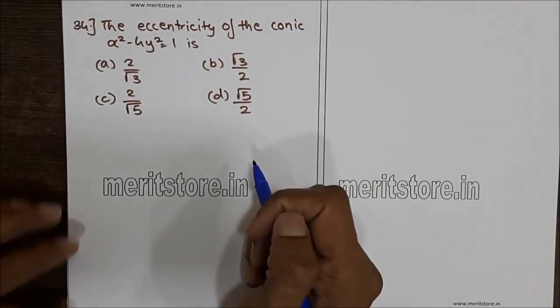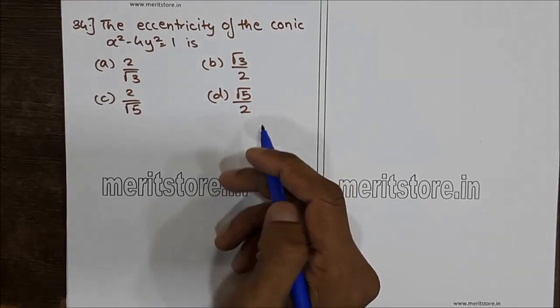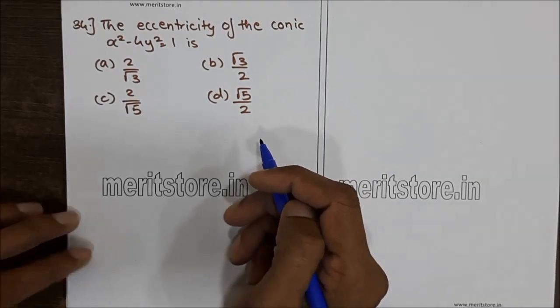Question 34. The eccentricity of the conic x square minus 4y square is equal to 1 is? We have 4 options: A 2 by root 3, B root 3 by 2, C 2 by root 5 and D root 5 by 2.